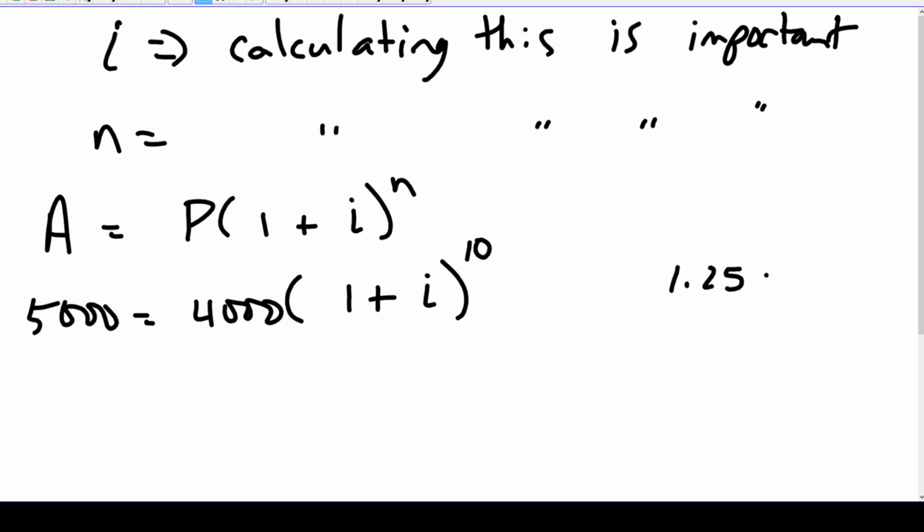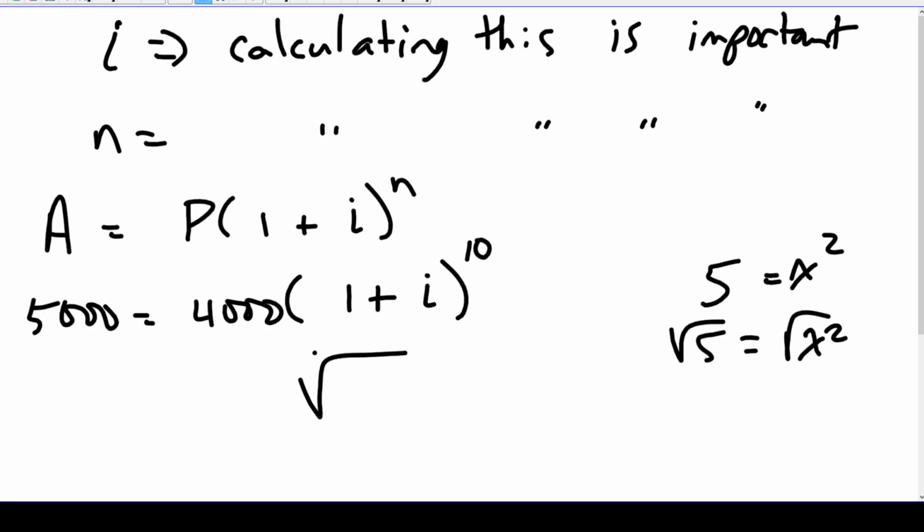If I had told you that that was equal to x squared, let's just forget about the 4,000 and 5,000. How would you isolate the x? You would square root, right? Well, here, the I is trapped inside of a power of 10. What destroys a power of 10? It would be a 10th root. But we wrote 10th roots as fractional exponents when we learnt our radicals unit. So you're going to end up needing a fractional exponent here.